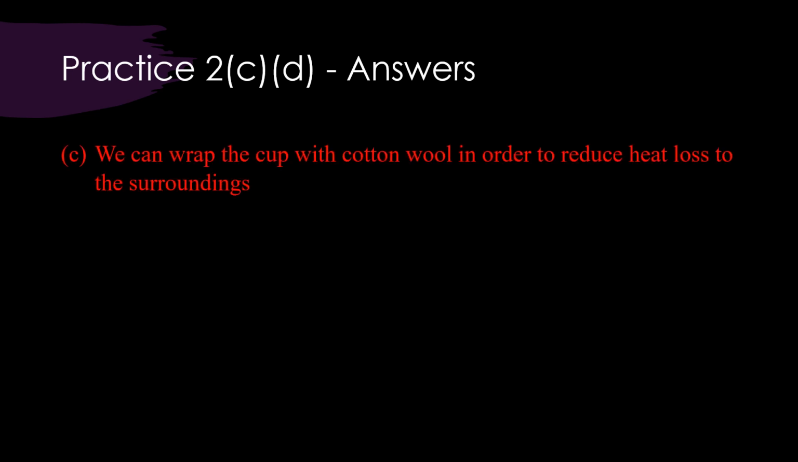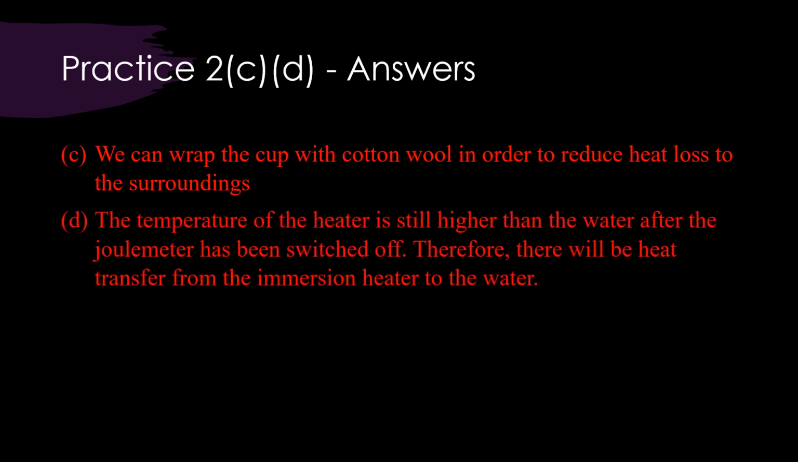So in order to make it a bit more reliable, of course we can't make sure that we find it out exactly, but we can wrap the cup in cotton wool in order to reduce heat loss to the surroundings. That's all that we can do. And the temperature of the heater is still higher than that of the water. So this question is talking about why the thermometer still keeps rising in temperature.